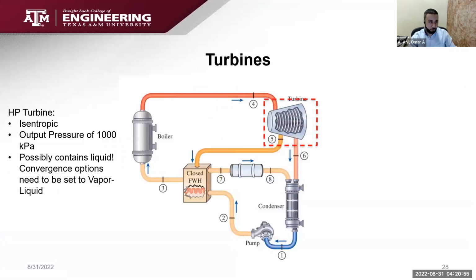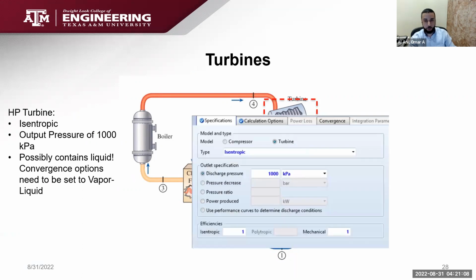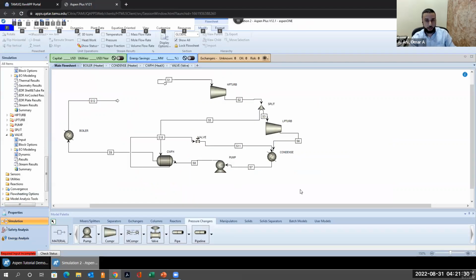For the turbine, we know it's an isentropic turbine, and the output pressure is 1000 kPa. So it could possibly contain liquid. So there's an option that we need to set accordingly. So as I mentioned, you can either pick a compressor or a turbine, but we'll pick a turbine, set it to be isentropic, and discharge pressure to be 1000 kPa. It's isentropic and 100% mechanical efficiency. This is just something to keep track of for the efficiencies. Always have a value so that it doesn't go to the default value. So let's go ahead and set up the turbine.